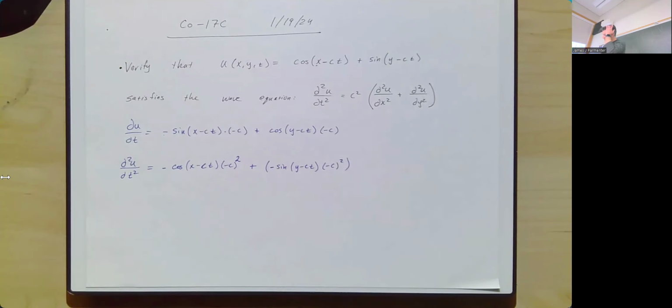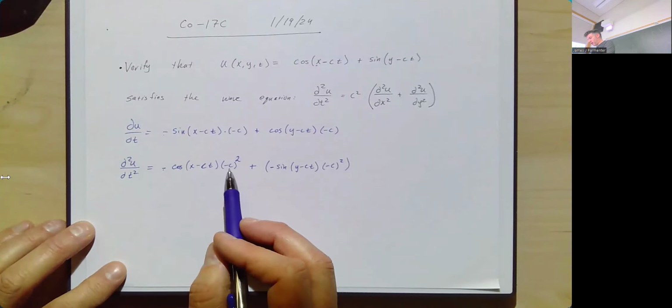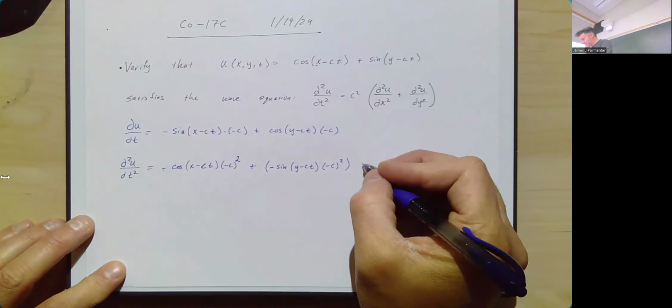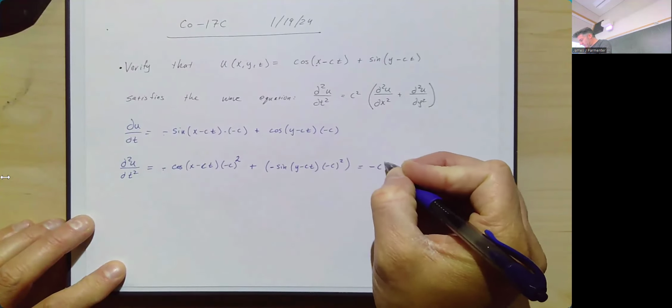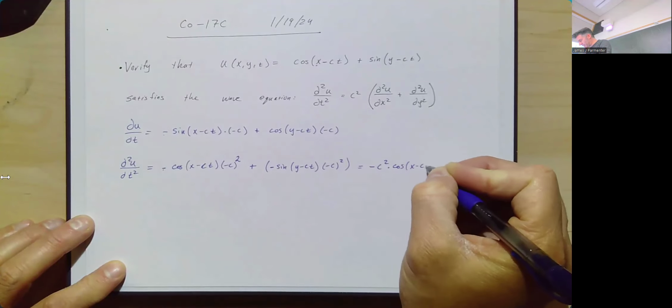And now I am going to simplify this just a little bit. I see that overall here I have a negative cosine times a positive c squared. So I'm going to get a negative c squared times cosine of x minus ct.